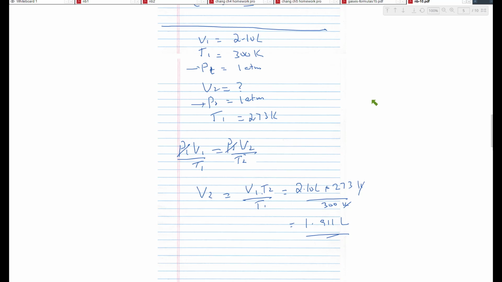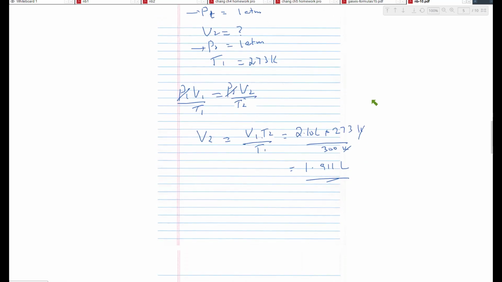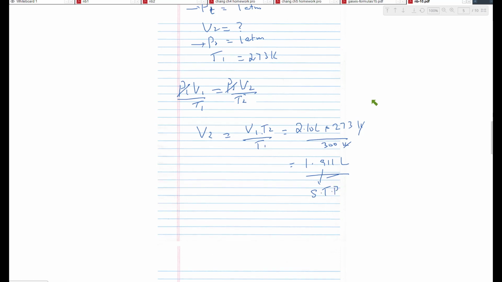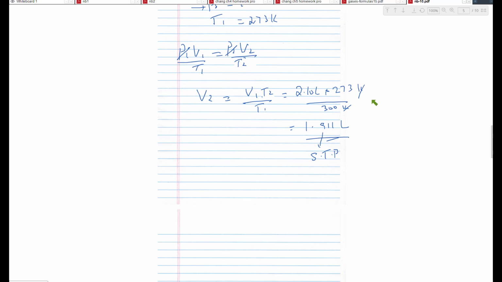You got this liter, okay? Now this volume is at STP. Now what we are going to do in the next step is, you already know 1 mole of any gas at STP occupies how much volume? 22.4 liters. I am going to use this concept to get the molar mass.